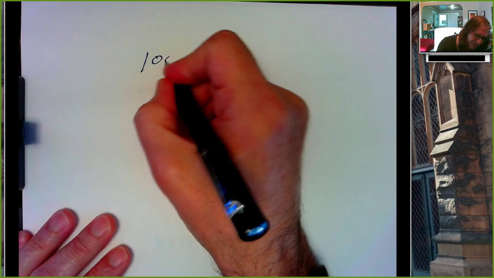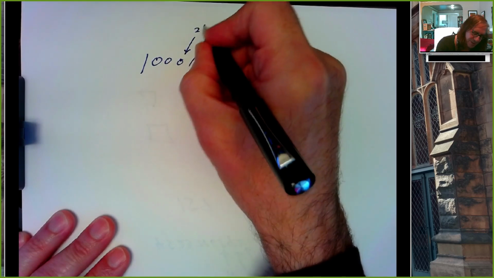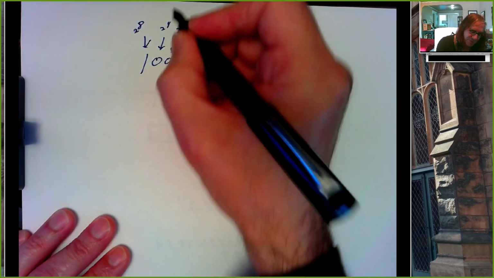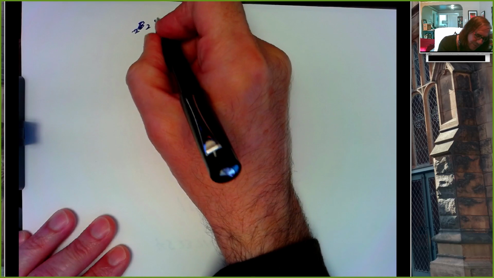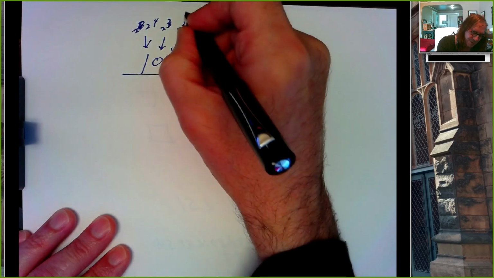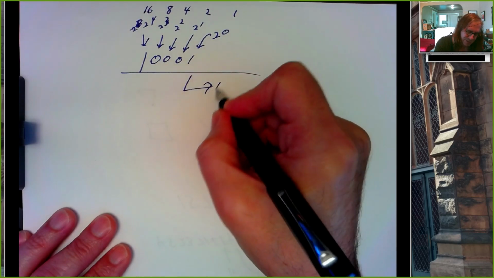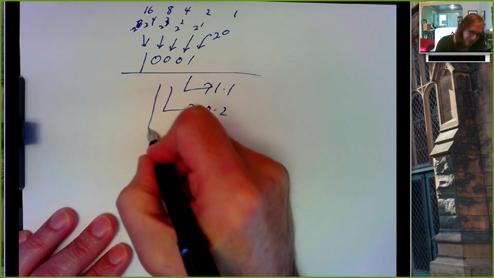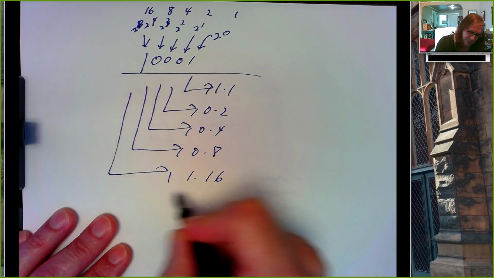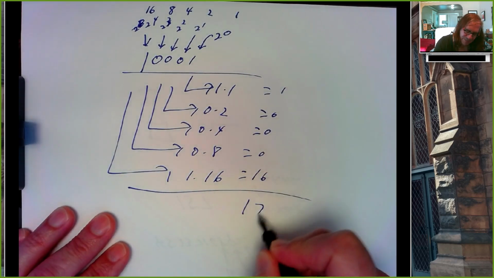So when I write something like this, this is the 2 to the 0 place, the units. This is 2 to the 1, 2 to the 2, 2 to the 3, 2 to the 4. So this is 1, 2, 4, 8, 16. And so this number means 1 times 1, 0 times 2, 0 times 4, 0 times 8, 1 times 16. That's 1, 0, 0, 0, 16. Add them up: 17.